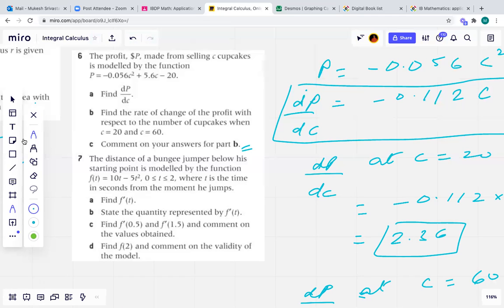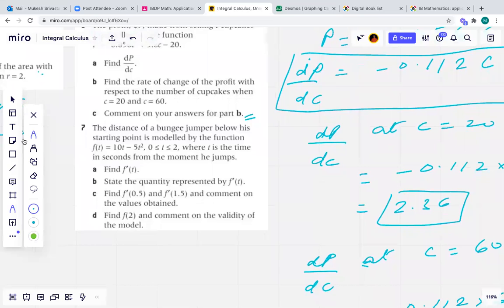So what will be part B? How to state it? What is part A first? Part A told us 10 minus 10t. Then what is f dash t? F dash t is the rate at which the bungee jumper is falling, that is, the speed at which he is falling.